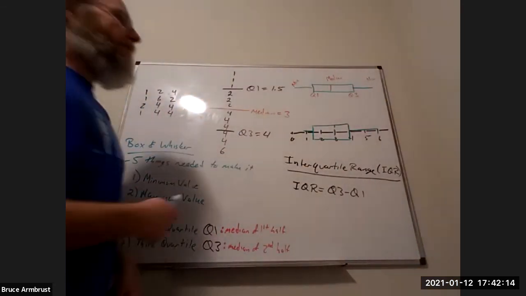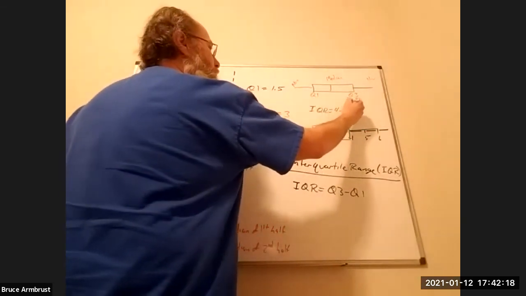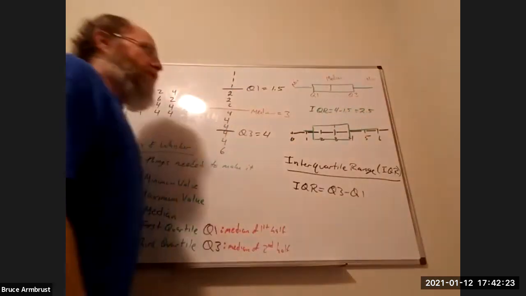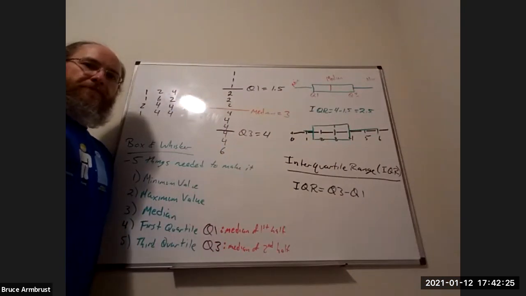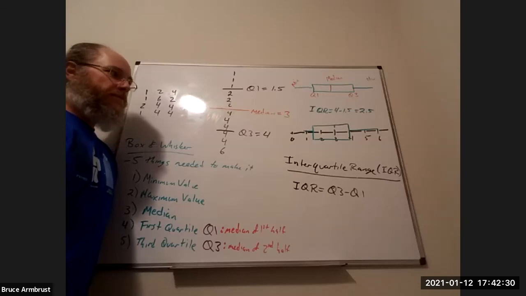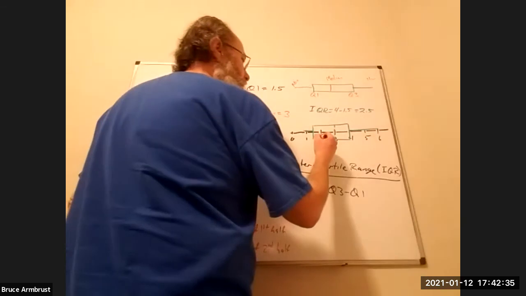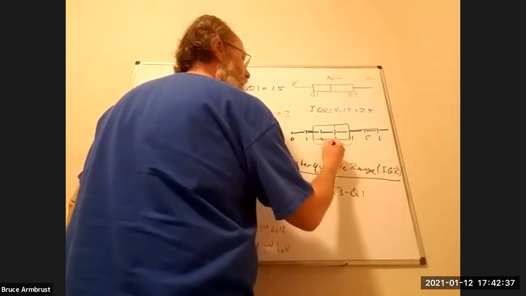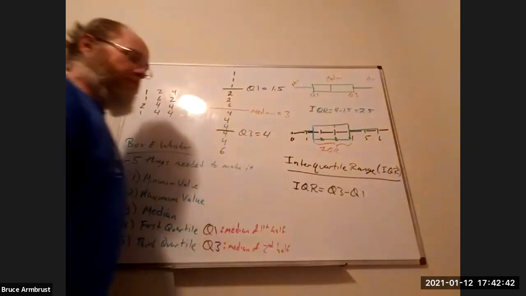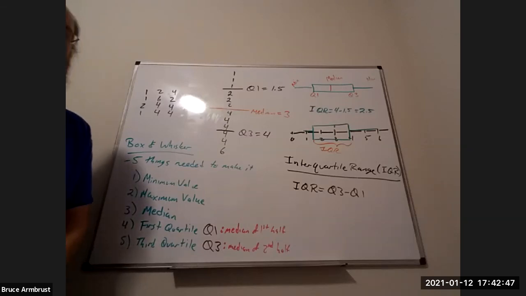So with our data set, the IQR is 4 minus 1.5, which is 2.5. On a box and whisker plot, the IQR is the width of the box. So the total width of the box is the Inter-Quartile Range.